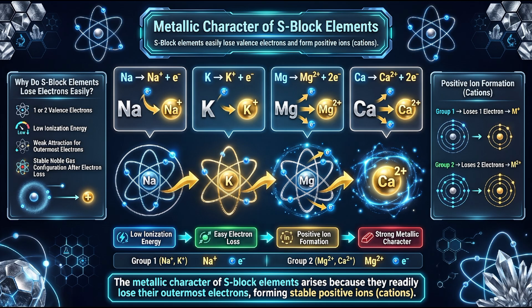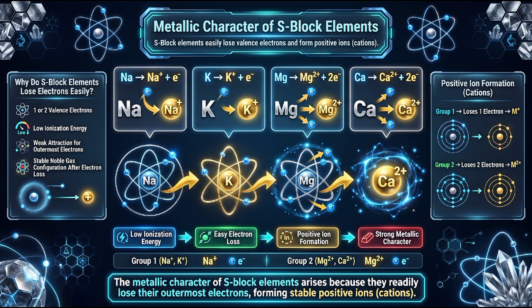The image explains that S-block elements easily lose their valence electrons and form positive ions. This behavior is the defining feature of metallic elements. Whenever an S-block metal reacts with another substance, the first step is almost always the loss of its outermost electron or electrons. After losing these electrons, the atom becomes positively charged because the number of protons becomes greater than the number of electrons. The image first uses sodium as an example.